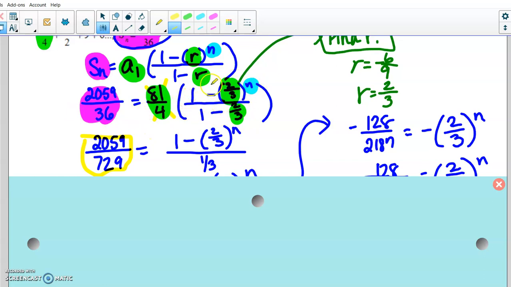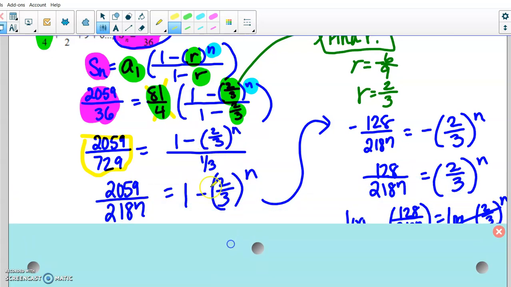So now I'm left with 1 minus 2/3 to the n on top still. To simplify the bottom, 1 minus 2/3 is 1/3. So that's now simplified. Then remember, to get rid of a fraction, you multiply by whatever that denominator is. So I would multiply by 1/3, those would cancel, multiply by 1/3 over here, and you get this number now, 2059 all over 2187. I still have what was on top of my fraction over here, so my 1 minus 2/3 to the n power.